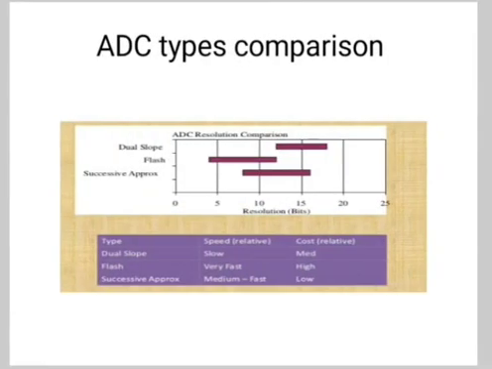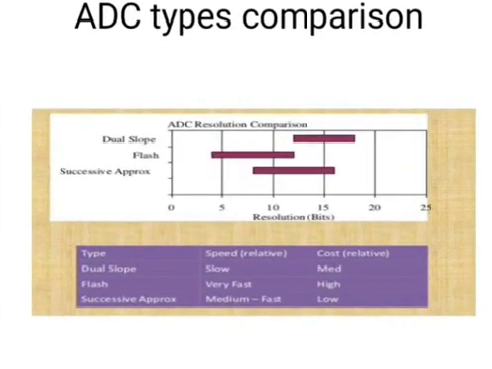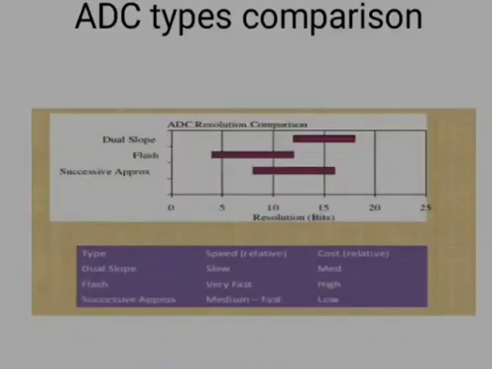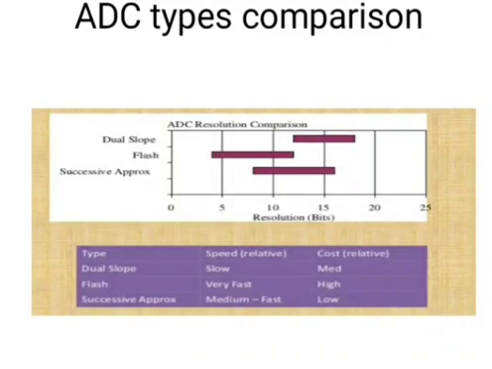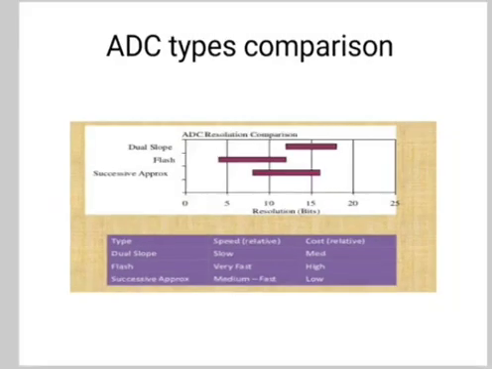And the last is the ADC types comparison. So this shows the dual slope, flash and successive approximation methods, the ADC resolution comparison, and the resolution range, that is bits. So for dual slope, the speed is slow, cost is medium. For flash type, the speed is very fast and the cost is high. And for successive approximation, speed is medium fast and cost is low.